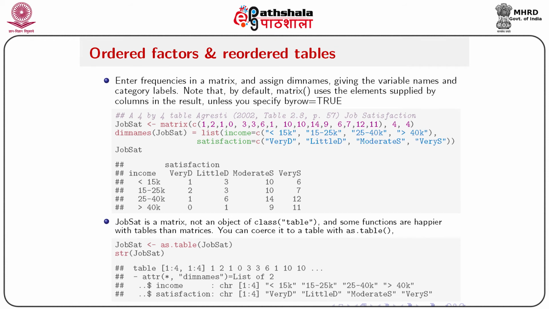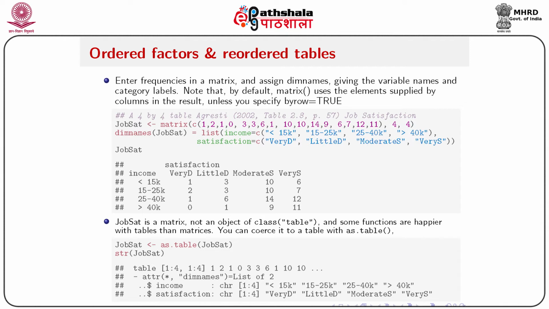Enter frequencies in a matrix and assign dimensions giving the variable names and category labels. Note that by default matrix uses the elements supplied by columns in the result. Unless you specify byrow equals TRUE, it will always fill by column. So that's the default for matrix assignment. But if you want row wise assignment, then you have to say byrow equals TRUE.